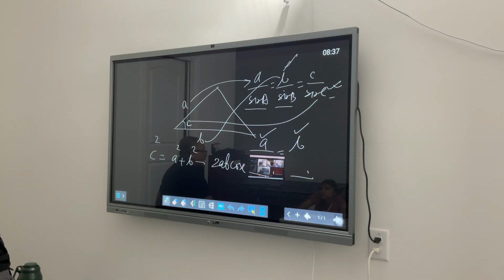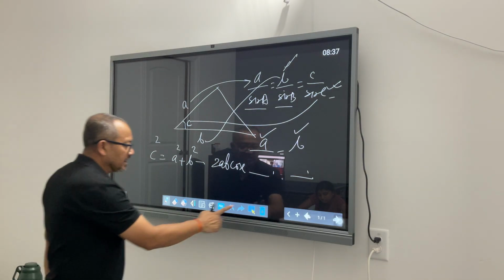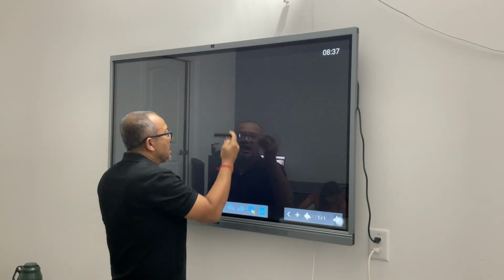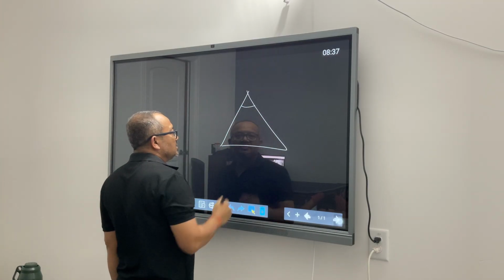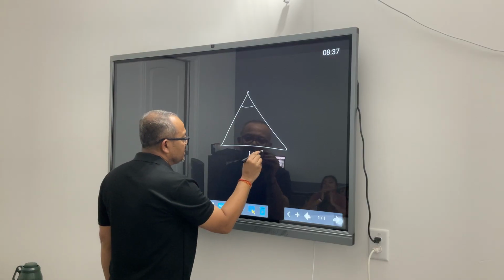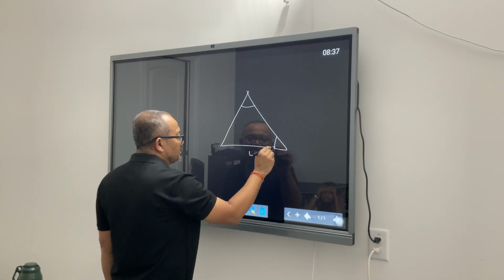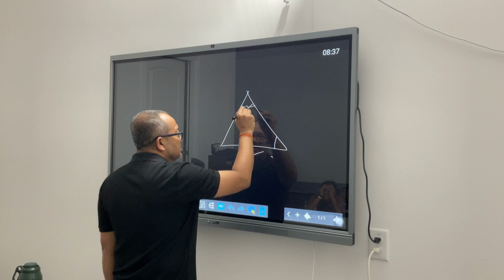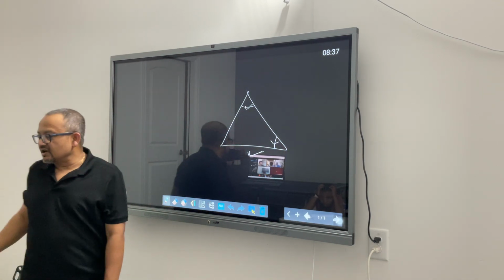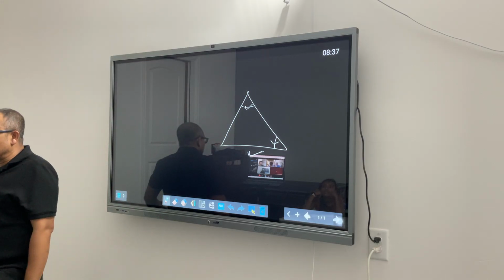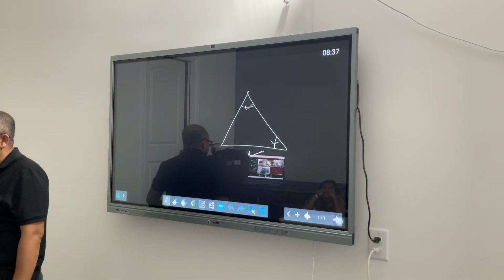So far I have not taught you guys anything. I have only enabled you guys to make a judgment that okay, when will you use law of sine, when will you use law of cosine. Now let's look at a scenario. If I say I have a triangle, I know this angle, I know this side, and I know this angle. This angle is known, this angle is known, and this side is known. Which one you will use, law of sine or law of cosine?